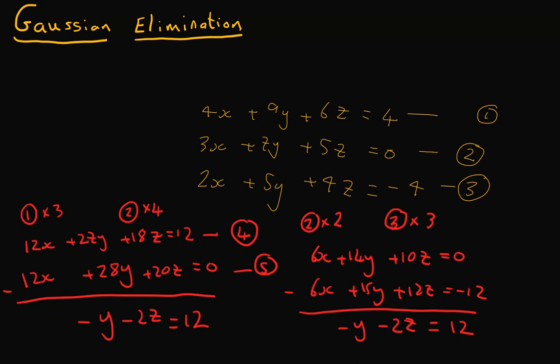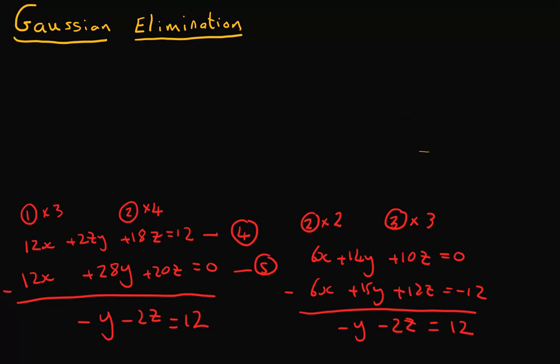These lines are parallel, so either y is equal to 0 or z is equal to 0. This is the limitation of using the elimination method. We don't know which one. So let's have a quick look. Let's do y equal to 0. If y equals 0, we know z is equal to negative 6 from this equation here. If y is 0, 12 divided by negative 2 is negative 6.